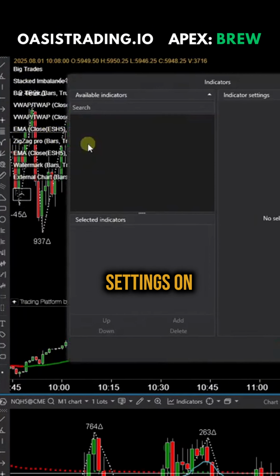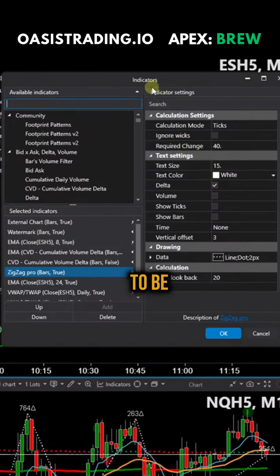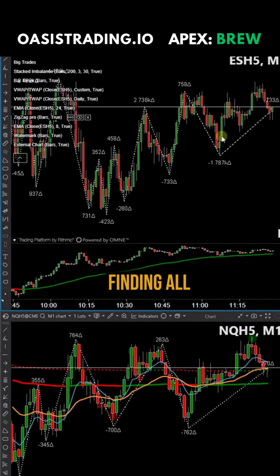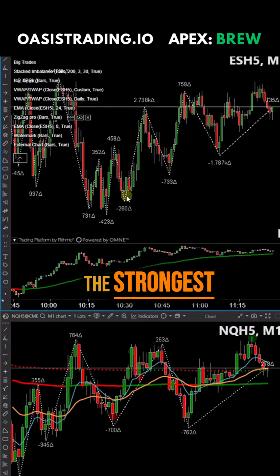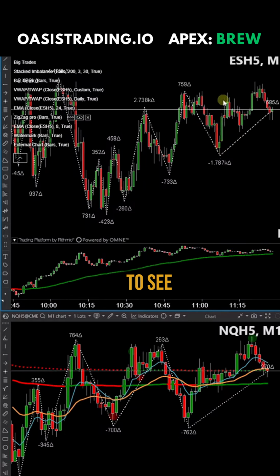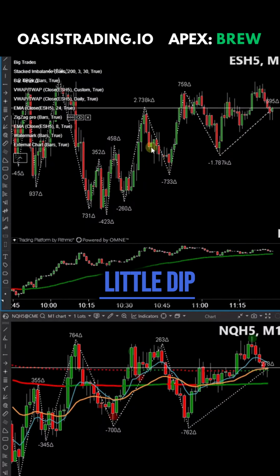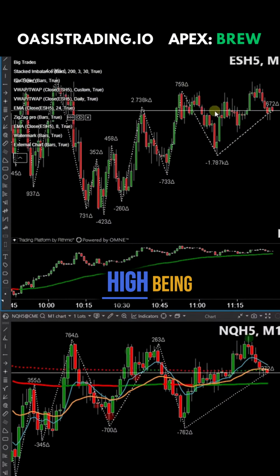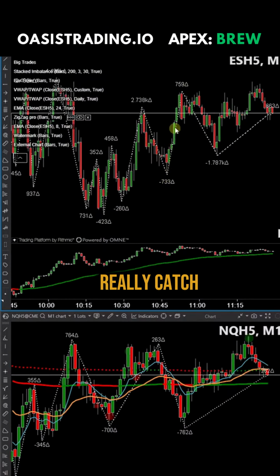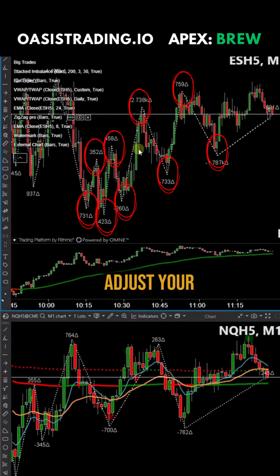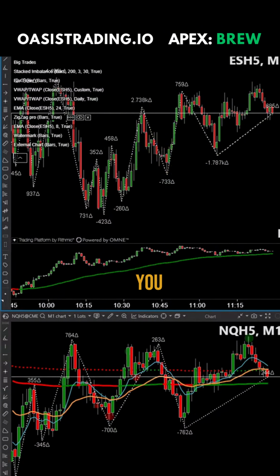For the settings on the zigzag indicator, they don't really have to be exact. You really just want to get it to a point where it's finding all the strongest highs and lows. You don't want it to be giving you too many variations, right? You don't want to see every single little dip in price being a low and every single small high being a high. You want it to really catch those major moves. So just adjust your settings to where it looks comfortable to you.